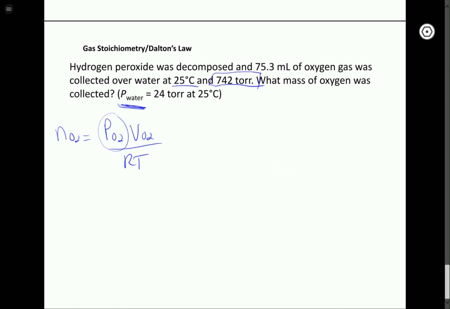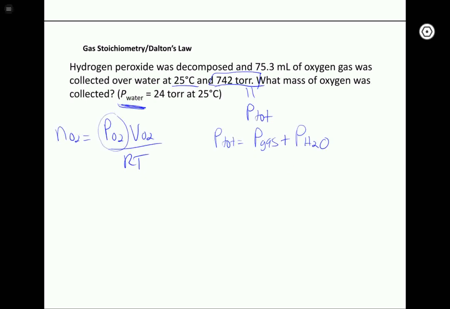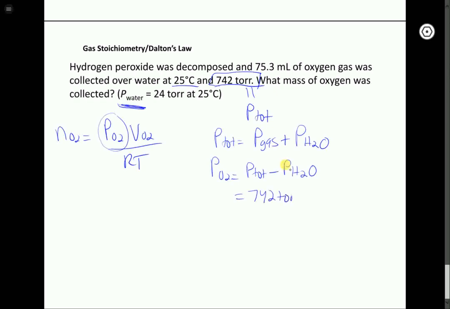But the key thing here is that the pressure of O2 is not just this 742 torr here. Remember, this is the total pressure. And in all of these problems, the total pressure is equal to the pressure of our gas that we're interested in plus the vapor pressure of water. We're collecting this over water, so there are going to be some gas phase water molecules that contribute to this pressure. So we're looking for the pressure of our gas, which is O2. We need to take our total pressure and subtract the pressure of the water vapor. In this case, our total pressure is 742 torr, and our water vapor pressure, as we're told, is 24 torr at 25 degrees Celsius.